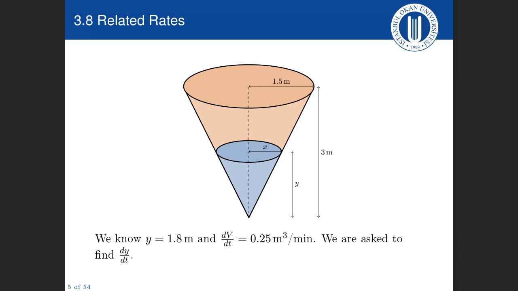The question tells us that y is 1.8 meters, and the question tells us that dV/dt is 0.25 cubic meters per minute. The question asks us to find dy/dt.